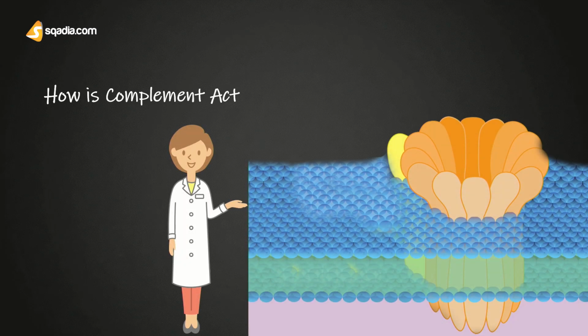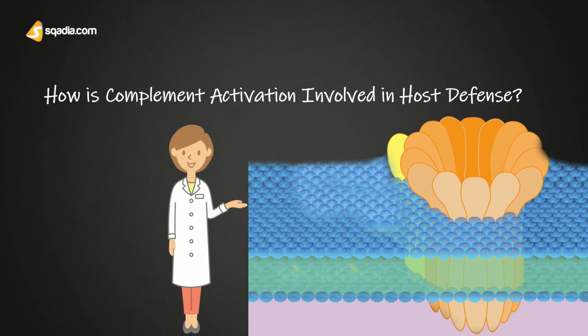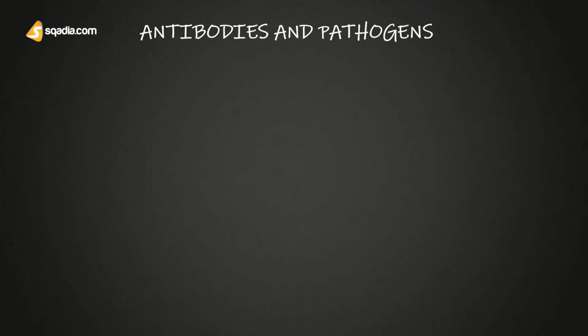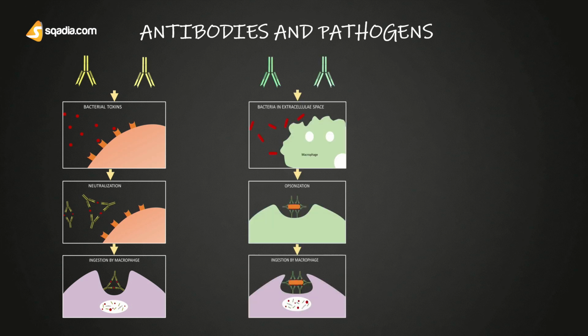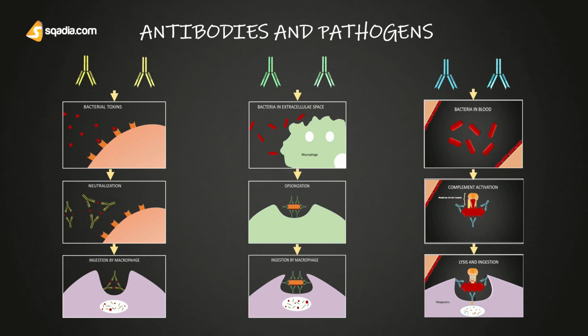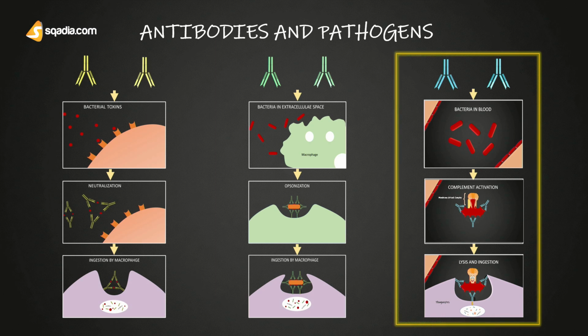How is complement activation involved in host defense? If you have watched our previous videos, you must know that we talked about three main ways antibodies deal with various pathogens and their toxic products. These include neutralization, opsonization, and complement activation. Now, we've already talked about neutralization and opsonization, but in today's video, our sole focus will be on the third one, which is complement activation.